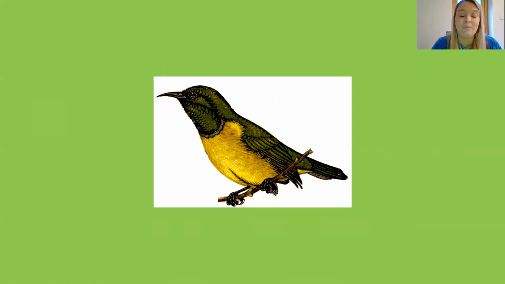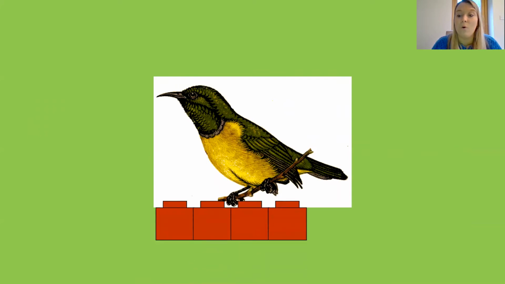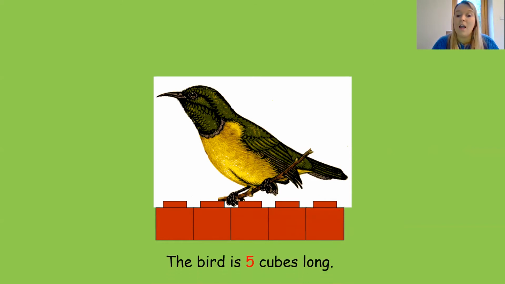Let's see. Count with me. 1, 2, 3, 4, 5. The bird is 5 cubes long. Well done. And can you see, because I've measured something that's a bit of a funny shape, but I've gone right from its beak all the way to its tail. So the longest point this way and the longest point this way.